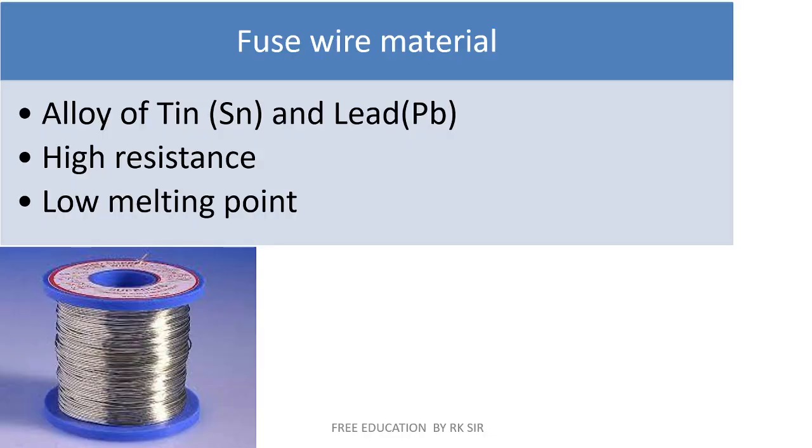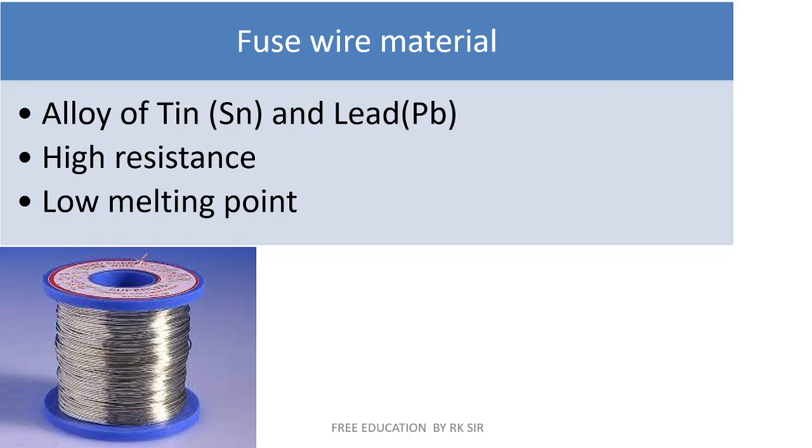So fuse wires are generally made up of tin and lead. Actually Sn, that is from the Latin word stannum, so it's tin, and lead is plumbum, the Latin word is plumbum. So Pb stands for plumbum, Sn stands for stannum. So an alloy of tin and lead is fuse wire, which has very high resistance and very low melting point, so that high resistance leads to I square RT. Higher resistance leads to higher heat energy, I square RT.